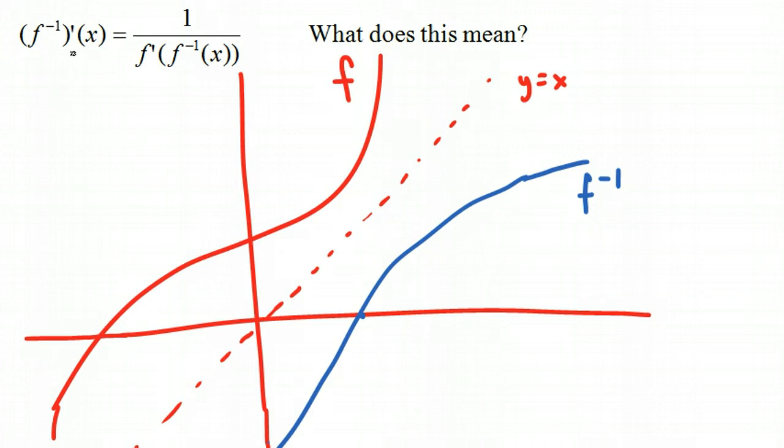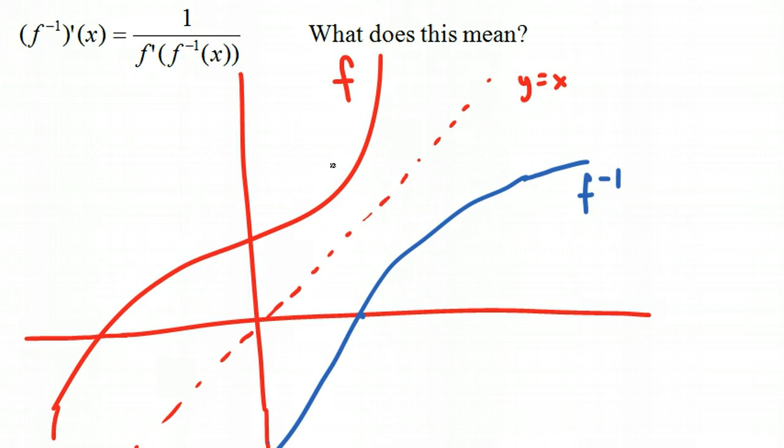So the left-hand side says the derivative of f inverse of x. The derivative of f inverse of x is equal to 1 over f prime of f inverse of x. Now be careful here. This does not say f prime times f inverse of x. It says f prime of f inverse of x. So what does the formula mean?